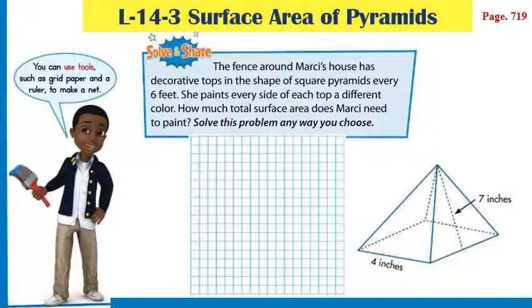Now, we have a question here, for which you should find the answer and share your answer with me. Our question is: the fence around Marcy's house has decorative tops in the shape of square pyramids every 6 feet. She paints every side of each top a different color. How much total surface area does Marcy need to paint? Solve this problem any way you choose. You can use tools, such as grid paper and a ruler, to make a net.